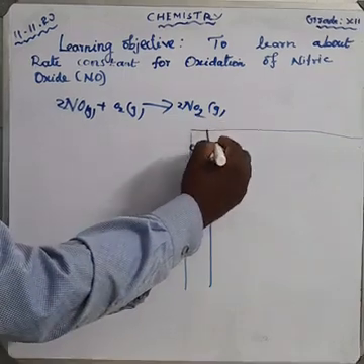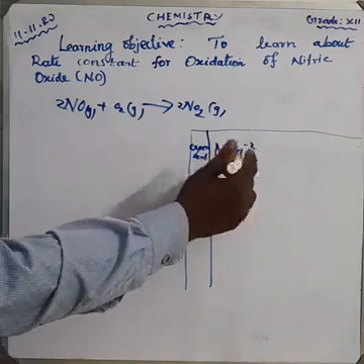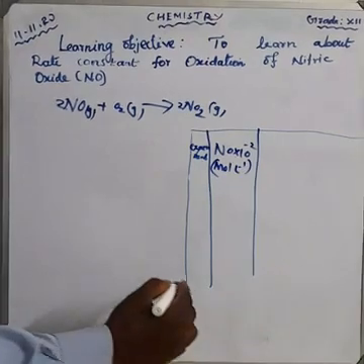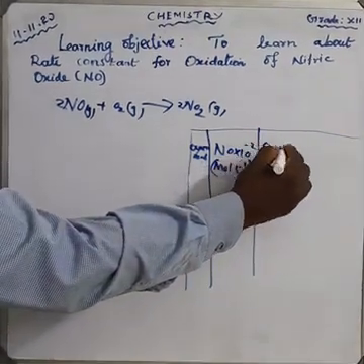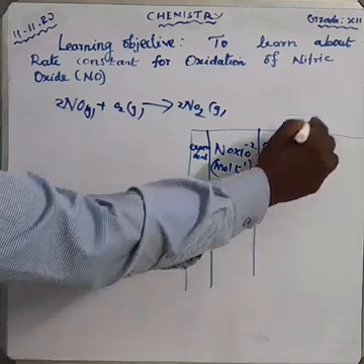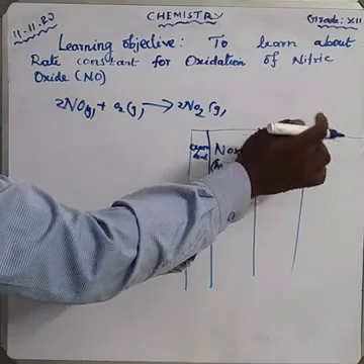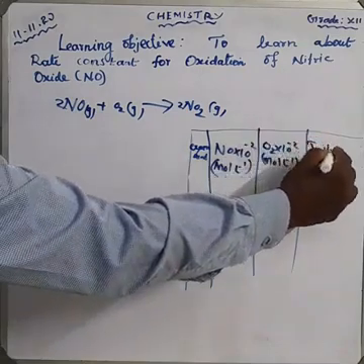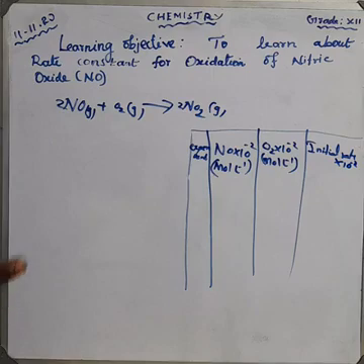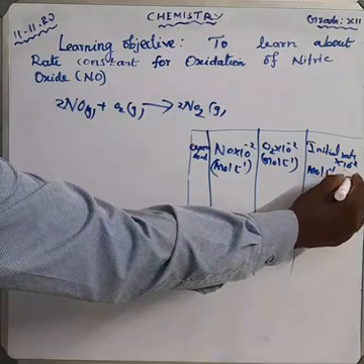Here, nitric oxide NO into 10 raised to minus 2 mole per liter. Second, oxygen O2 into 10 raised to minus 2 mole per liter. Next, write the initial rate into 10 raised to minus 2, in mole per liter per minute.